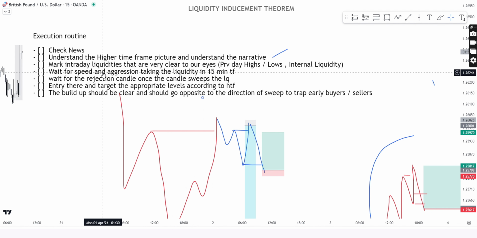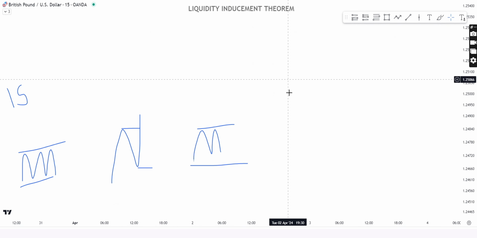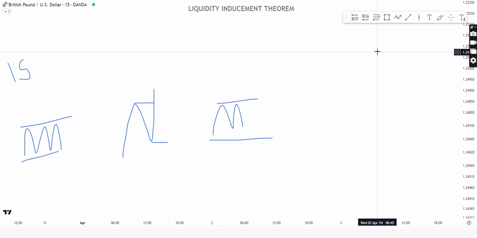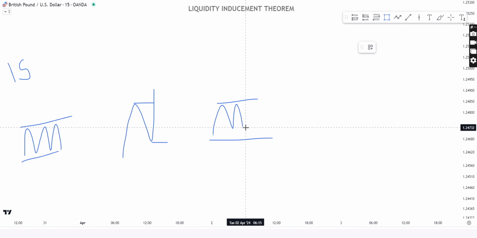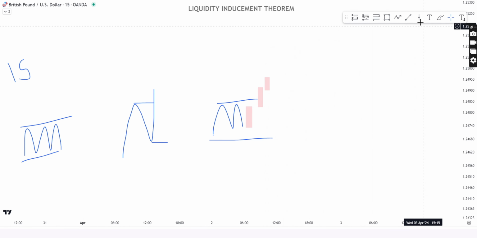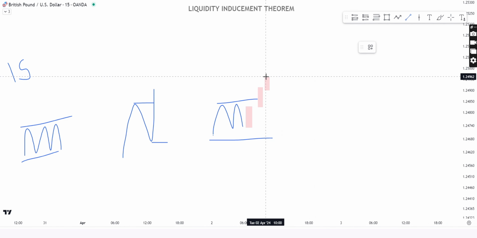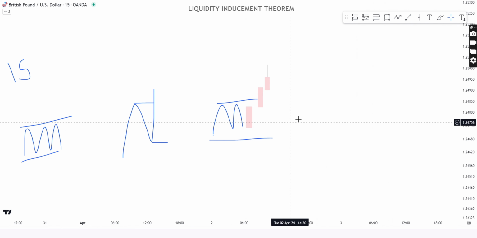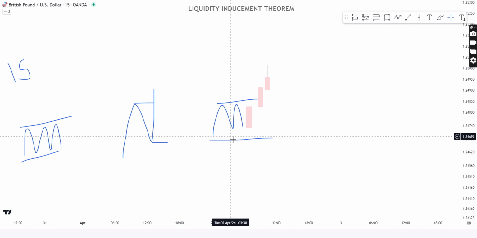We wait for the speed and aggression, taking the liquidity in the 15 minutes time frame. So what is the speed and aggression? We should wait for the high volume imbalance candles. High volume imbalance candles taking the liquidity. This is what high volume imbalance candles look like, taking the liquidity, because normal people can't print these types of chart patterns.